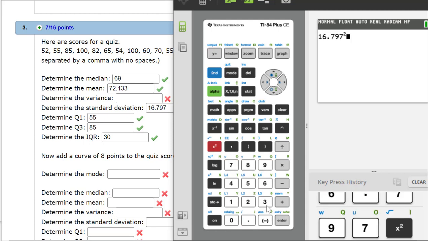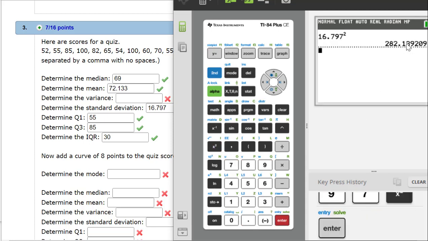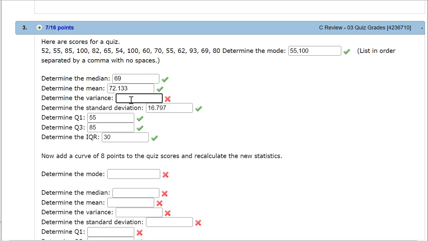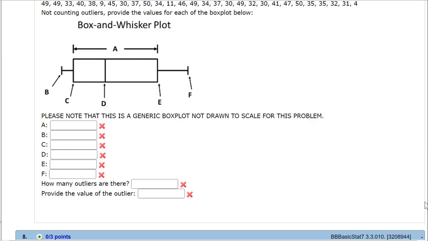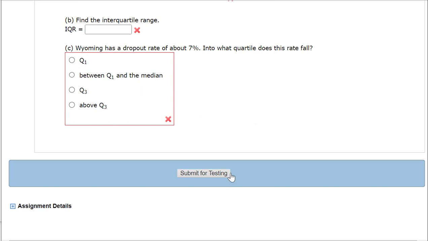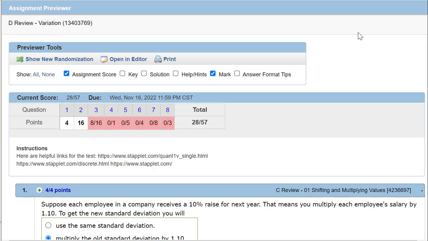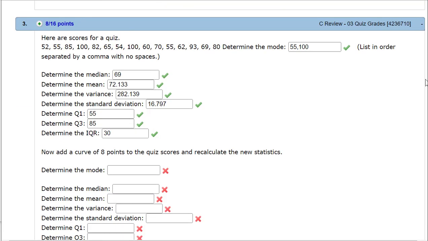16.797, and I just square it. I wonder if it lets me copy. No, it won't let me copy and paste that. 282.139. 282.139. All right, and then hit submit. So we can double check that variance. Variance can be a slippery sucker. All right, and there it is.